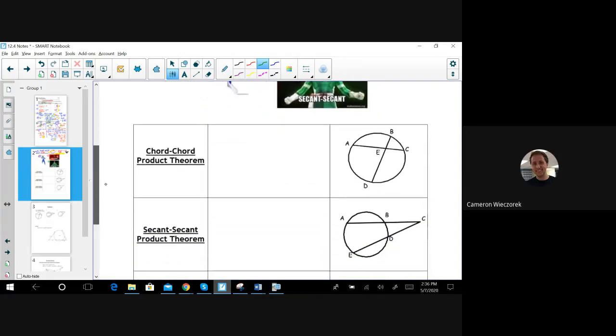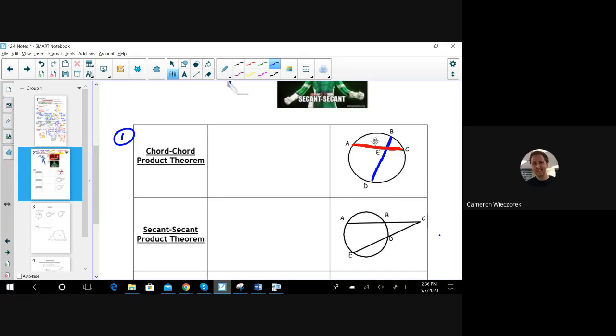What does each one say? If I have the chord-chord power theorem, notice in the diagram you have two chords that are intersecting the circle. You got this one in blue, and you got this one in red. So we got BD and we got AC. And typically what these problems will do is one of the pieces of the chord will be missing and you have to find it. And all the theorem says, let me label these.